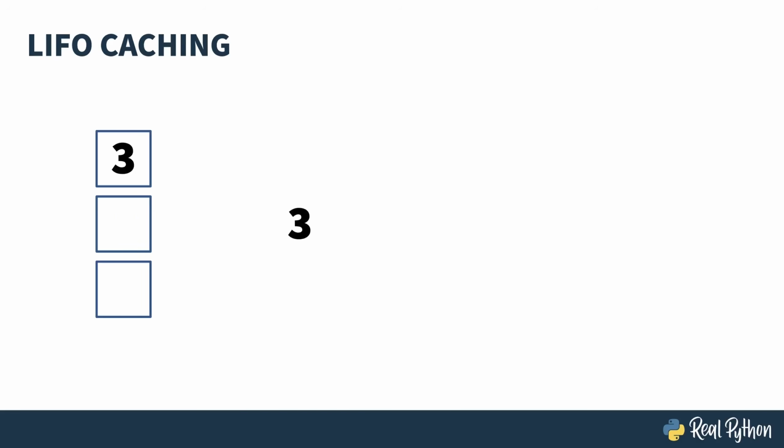3, 5, hit, 9. So far all the same. Along comes the 1. It's a miss. LIFO says the last thing put in the cache is the first to come out. In this case, that means the 9. LIFO feels weird to me, and I'll show you why.